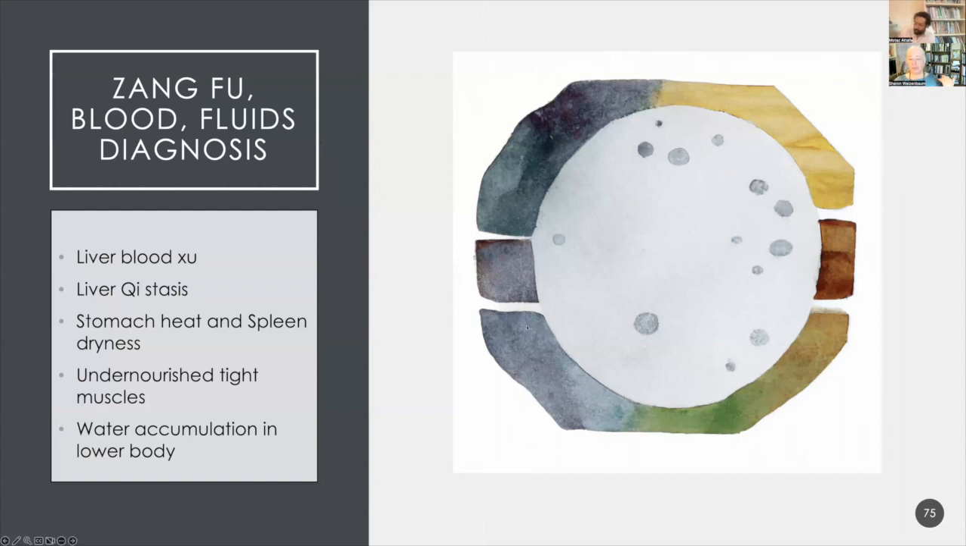So in terms of zangfu, blood, fluids: liver blood deficiency, liver chi stasis, stomach heat. It's kind of like the stomach is hot and the earth is dry, is how we see that. The muscles are undernourished, and the muscles are ruled by the liver blood. So that's a blood deficiency failing to nourish the muscles. And there's water accumulation in the lower body.